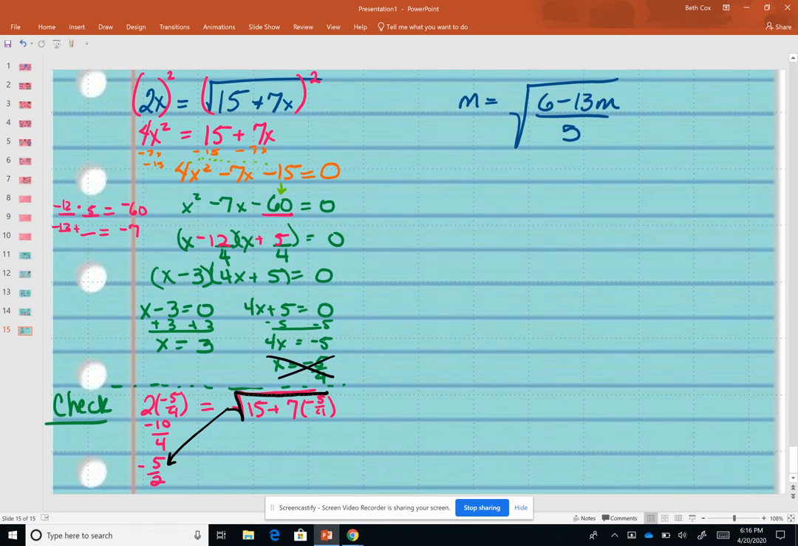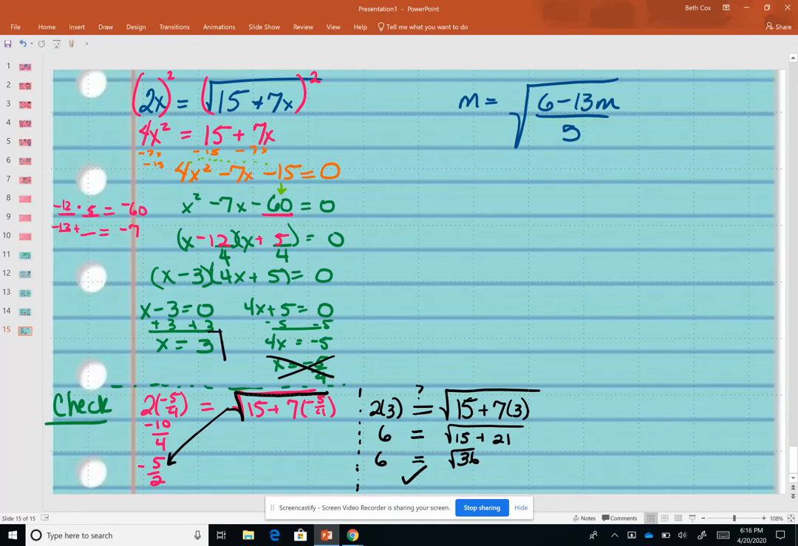Okay, so now I've got to check the other one. Let's check the 3, and I bet it works. So 2 times 3, that's 6. And this is going to give me 15 plus 21, which is 36, which works. So my official answer for this first one is just x equals 3, because the negative fraction over there did not work. Okay? All right. So let's do the next one.